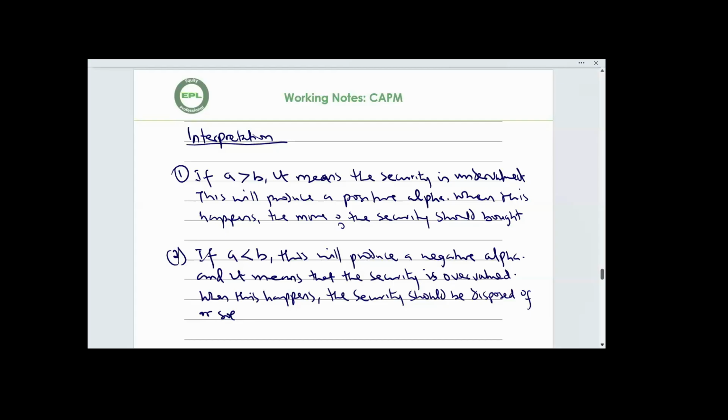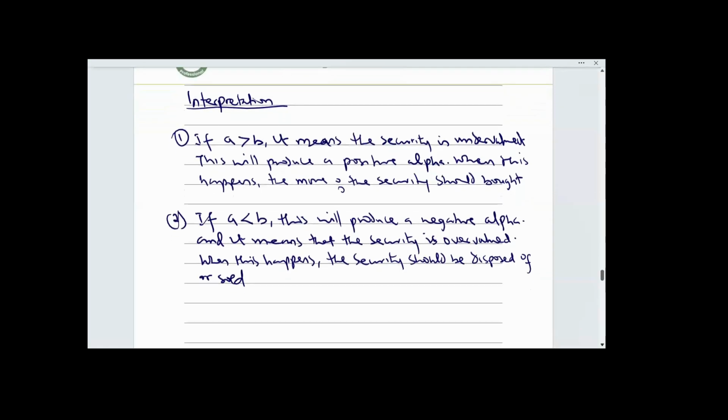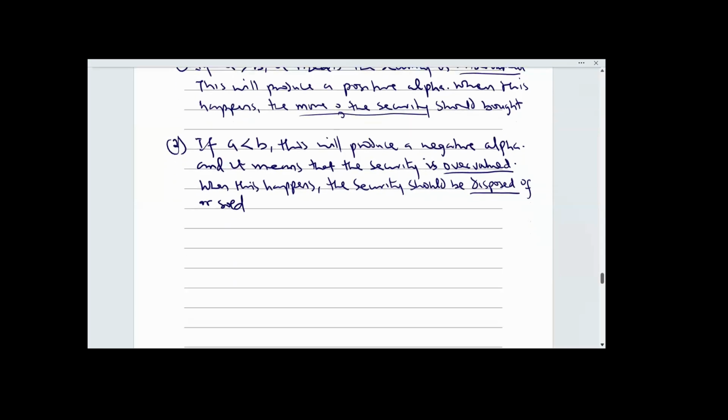Anytime you compute your alpha and it produces a negative, when you have a negative alpha, it means that the security is overvalued. If the security is overvalued, what are you supposed to do? You sell it off. You sell off the security. So that's what you need to do. Yeah. So all those underlined are the key points.